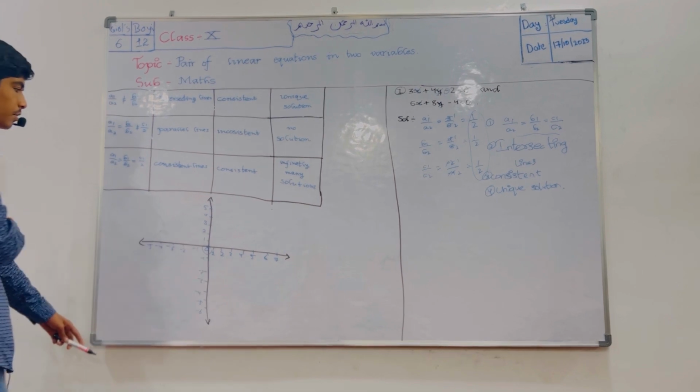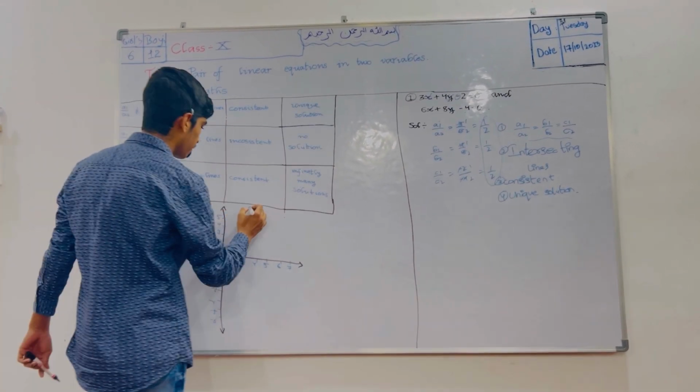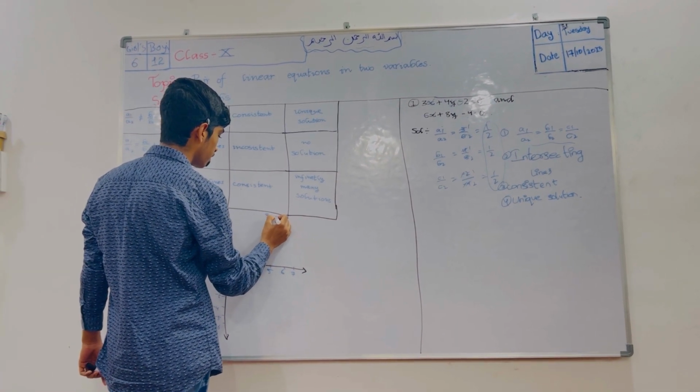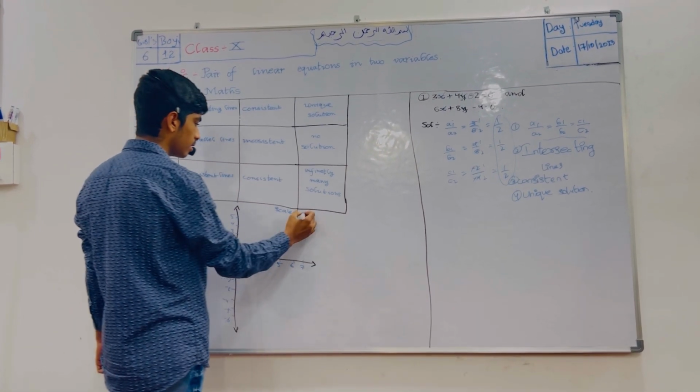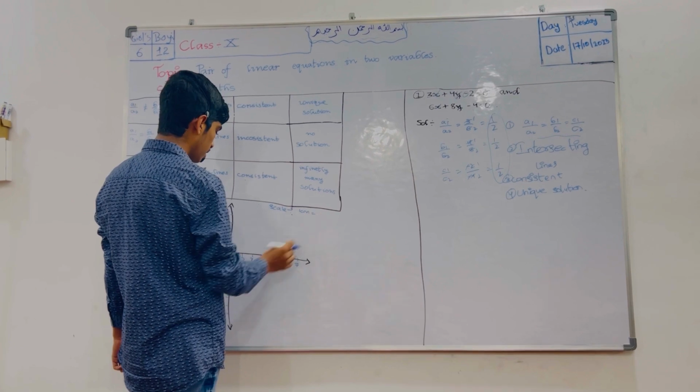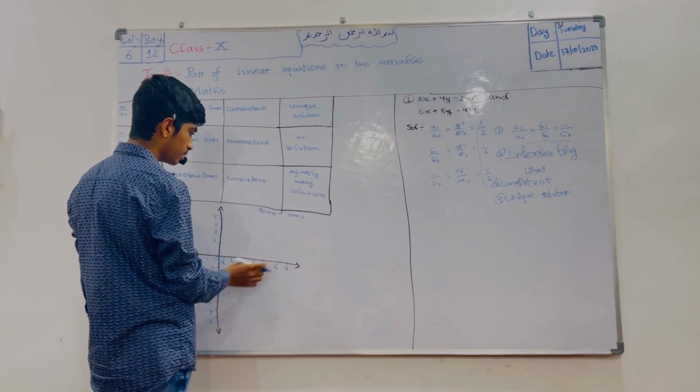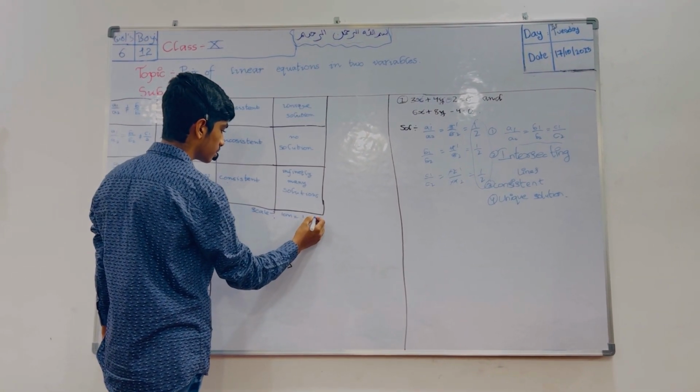Now we have a graph. Don't forget to write scale. We have to write scale always when we draw a graph. Scale means this is 1 centimeter. So we have to take 1 centimeter. We have taken 1 unit. The difference is 1, so we have to write 1 unit.